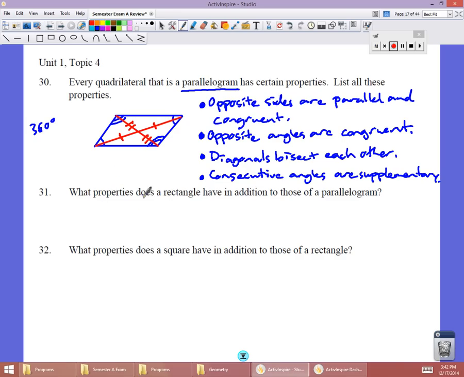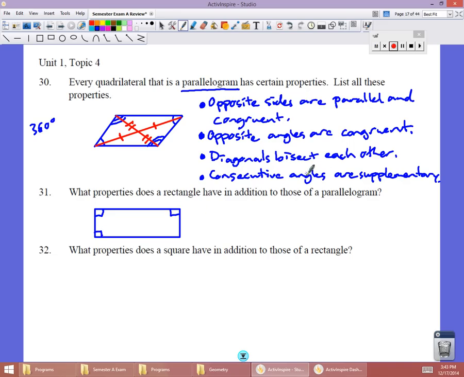Okay, what properties does a rectangle have in addition to those of a parallelogram? So a rectangle is a type of parallelogram, and a rectangle, as hopefully we all know, looks something like this. And so let's think about some of these things. So again, the opposite sides are still parallel and congruent. The opposite angles are still congruent, except these angles are special because these angles are now all 90 degrees. So that's something that we're going to want to include.